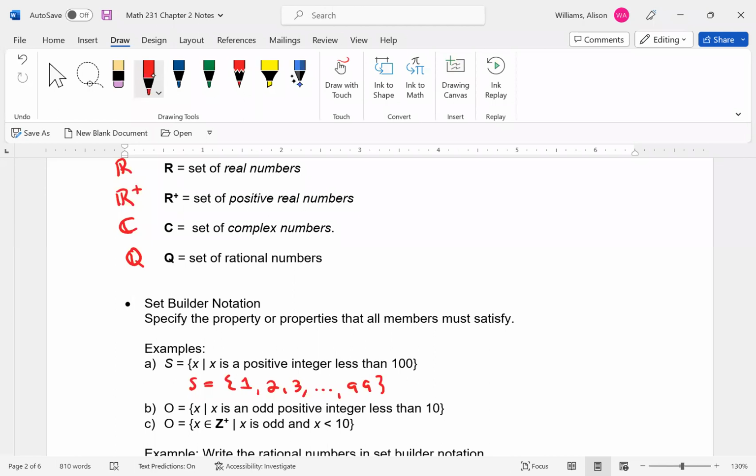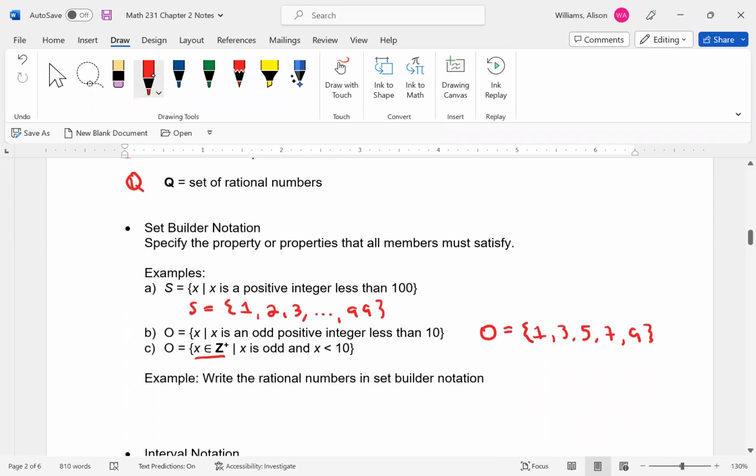This set O is actually listed in two different ways. We could say X such that X is an odd positive integer less than 10, or we could indicate what set X belongs to. Right off the bat, they're telling us X is a positive integer, it's odd, and it happens to be less than 10. So if we're talking about these numbers, positive integers, odd, less than 10: 1, 3, 5, 7, 9. Those would be the integers in roster notation.